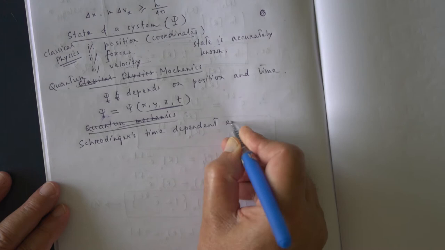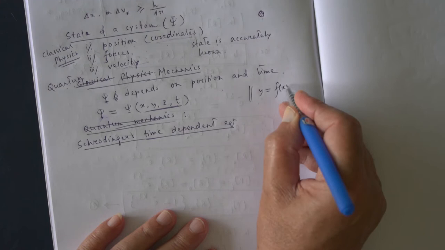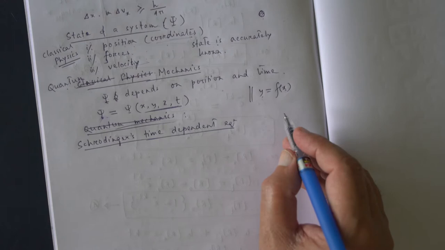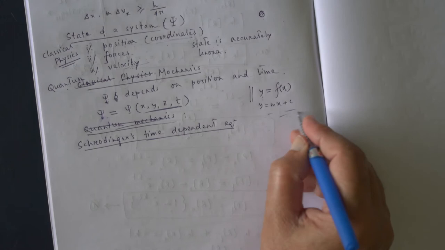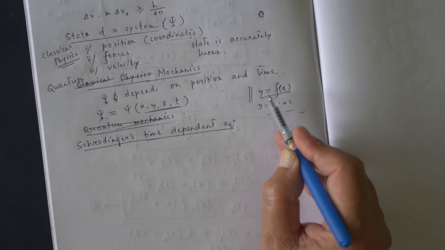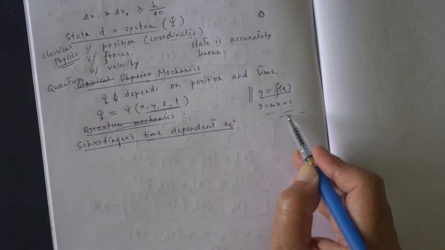Let me repeat. Suppose y is a function of x. That means the value of y depends on x. But how does y depend on x? For that we must have an equation. The equation may be like this, or like this, or something else. So if we say y depends on x, naturally the question will come, how does y depend on x? For that we need an equation. The equation may have different forms. After all, we need an equation.